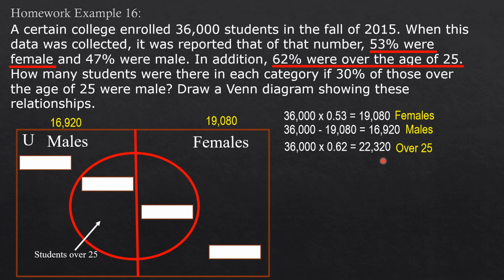So in this Venn diagram, all of this big circle is how many live in the circle all together. Which is great, except I don't know which ones live on which side yet. But I'm just going to let that soak in with you for a second. 22,320 are over 25.